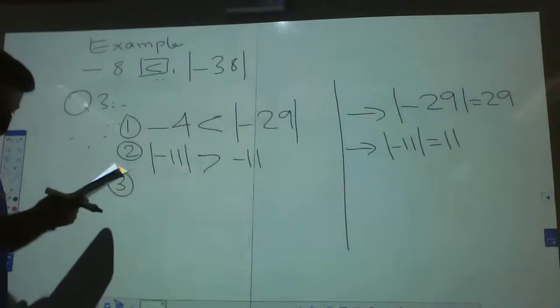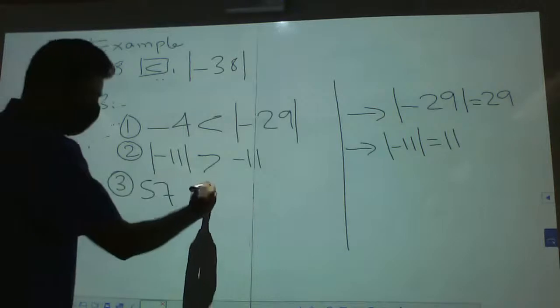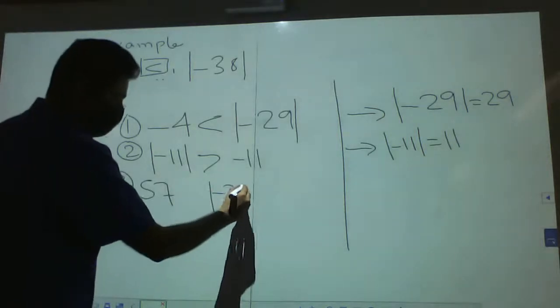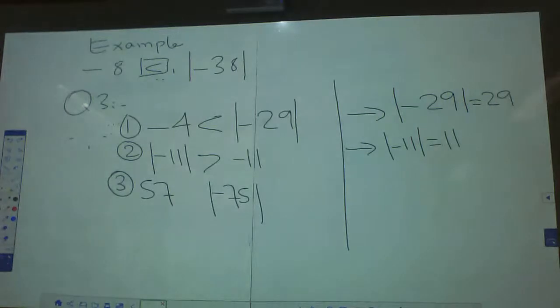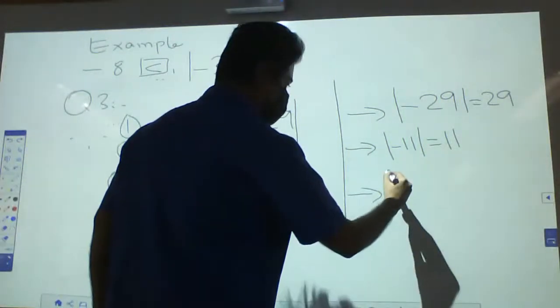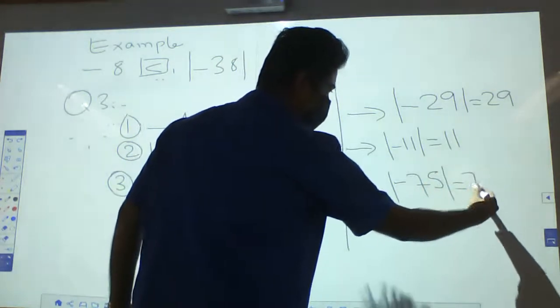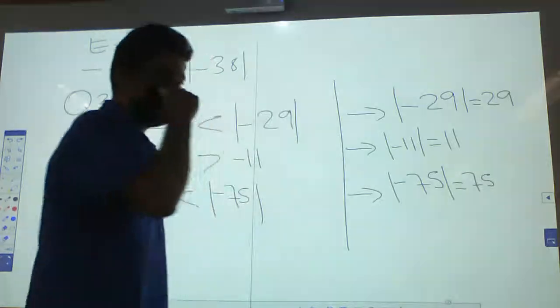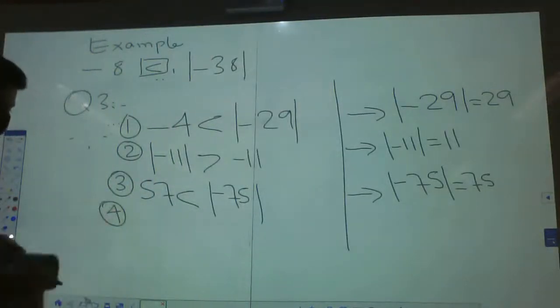We have 57 and here in the absolute -75. So 57, it is bigger or smaller? Smaller, because again we know the reason is absolute of -75 is equal to 75, right? This is the answer. Same like this, question number 4.